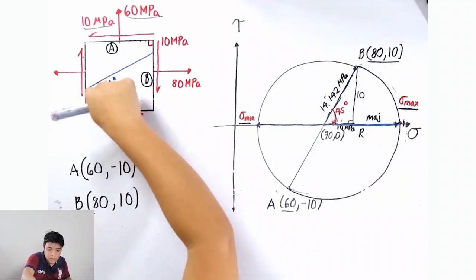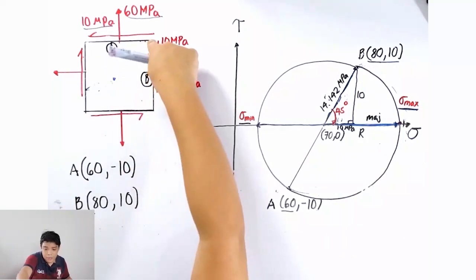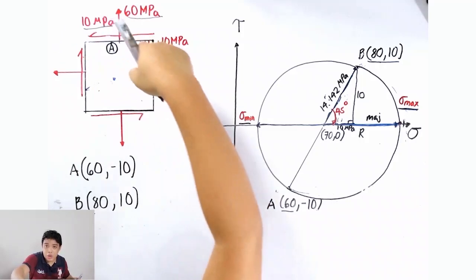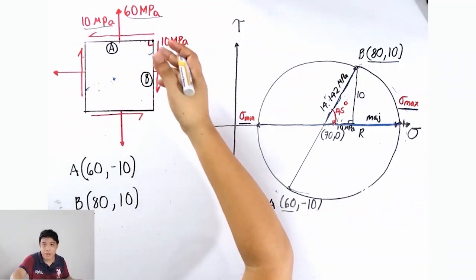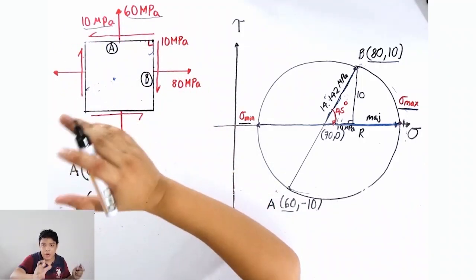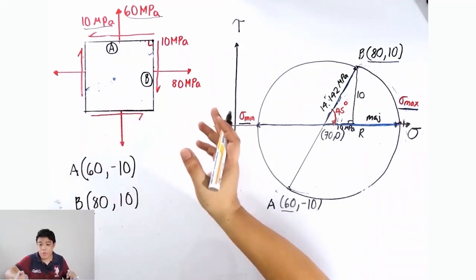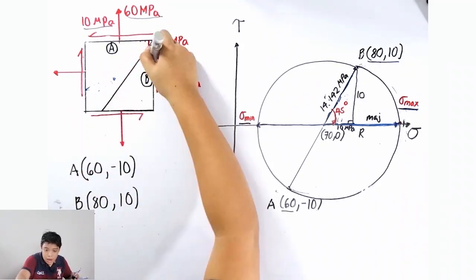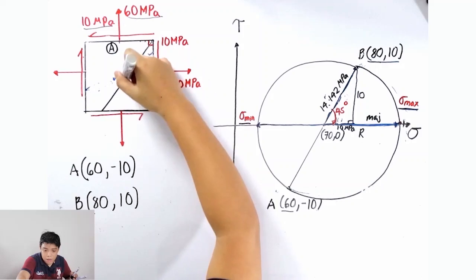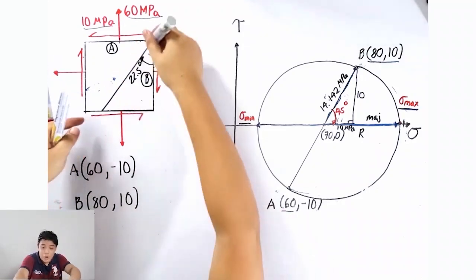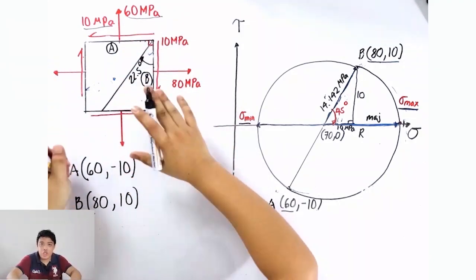Let me erase this first. So using plane B, from plane B, you're going to rotate also clockwise, but not by 45, but by half of it. So 45 over 2, that is 22.5. Meaning to say, from here, angle 22.5 clockwise. This plane contains the major principal stress.